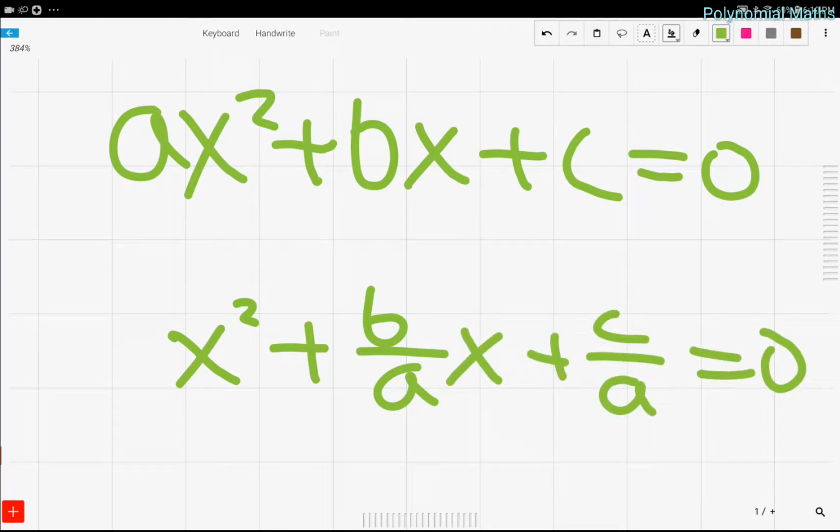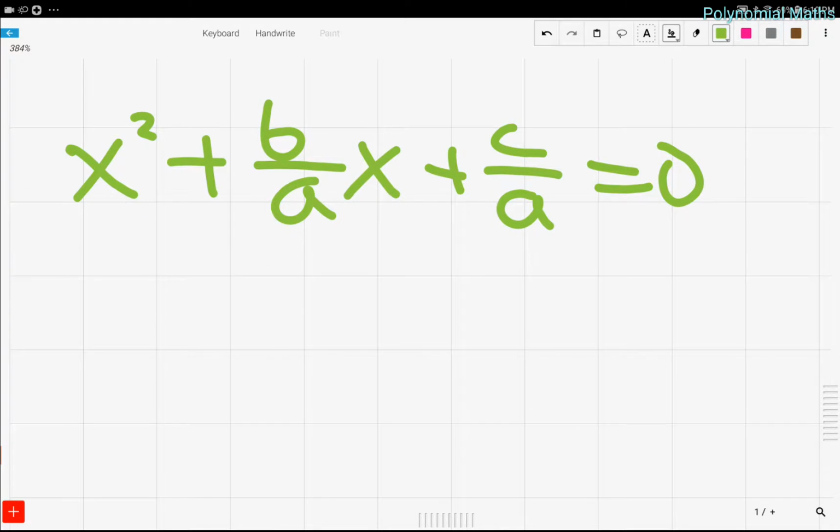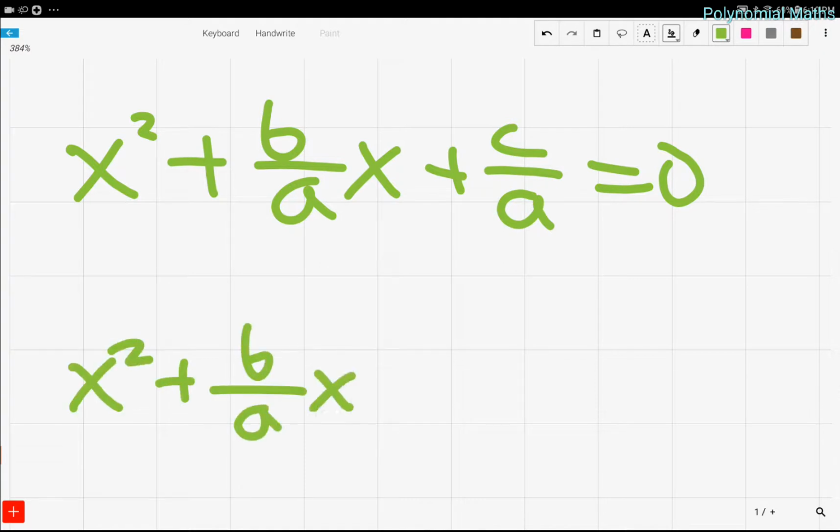equals 0. Now, if you want some more knowledge on how to complete the square, you can check out one of my other videos, which is about completing the square. Now, anyways, back to the problem. Now, what you do is subtract the c over a and move it over to this side. So then we're left with x squared plus b over ax plus something equals negative c over a.